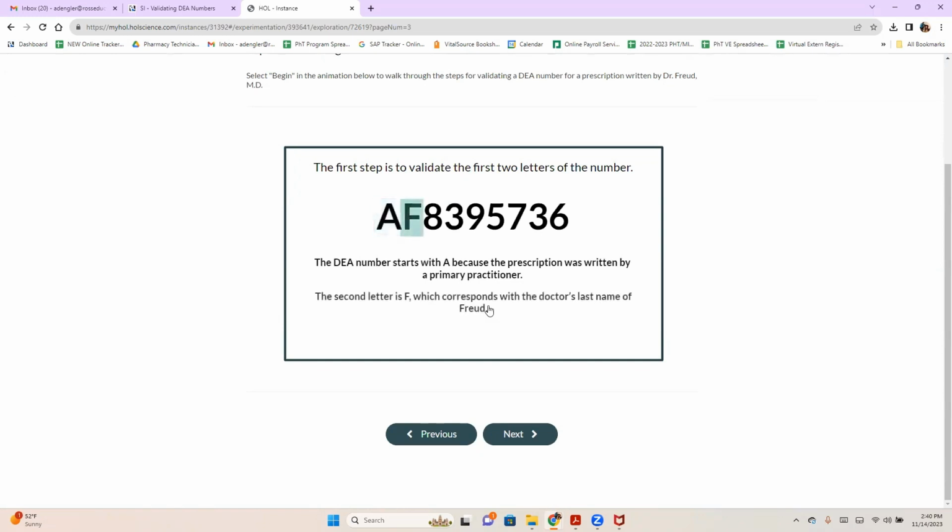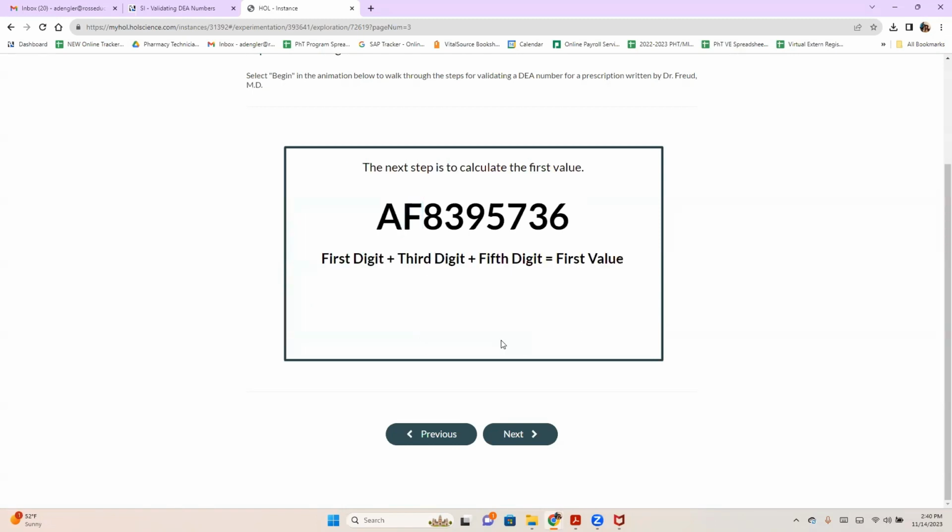The first step is to validate the first two letters of the number. The DEA number starts with an A because the prescription was written by a primary practitioner, so doctor. And the second letter is F, which corresponds to the doctor's last name of Froud. So whenever you have a doctor, the second letter is always going to be the first initial of their last name. So let's go ahead and hit continue.